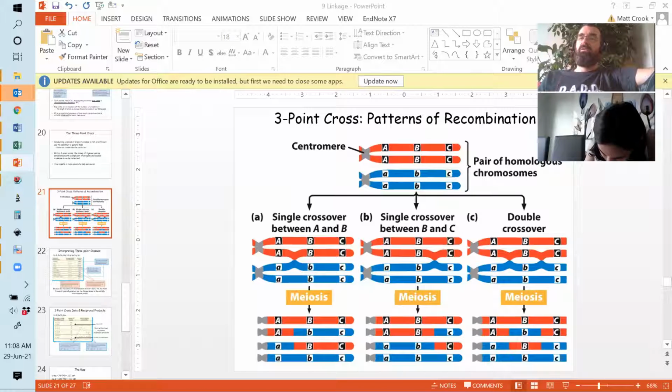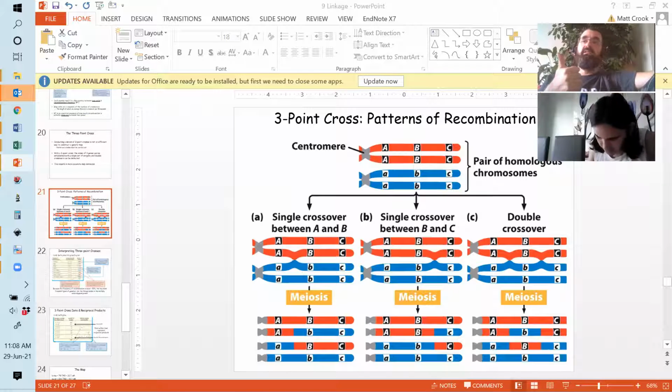Thank you. Right. So to work out recombination frequency, one, you need the single crossovers, right? The reciprocals that Cameron and co mentioned earlier. And two, you need the double crossovers. You add those together and divide it by the total.